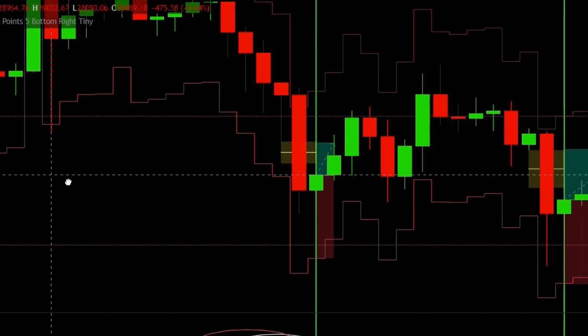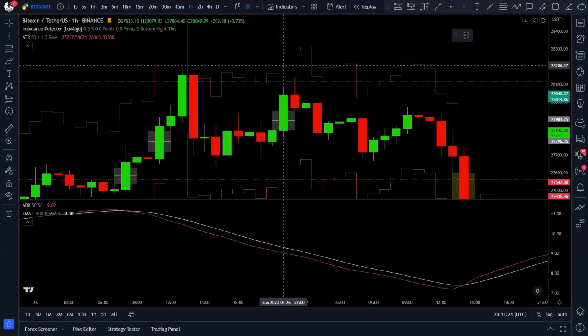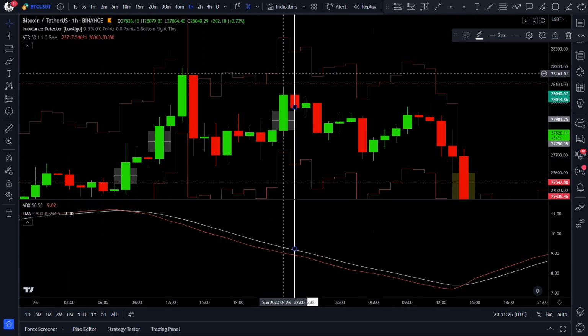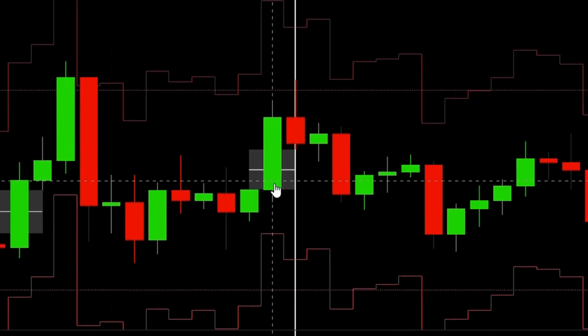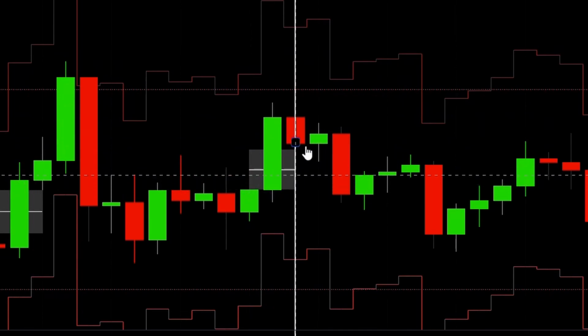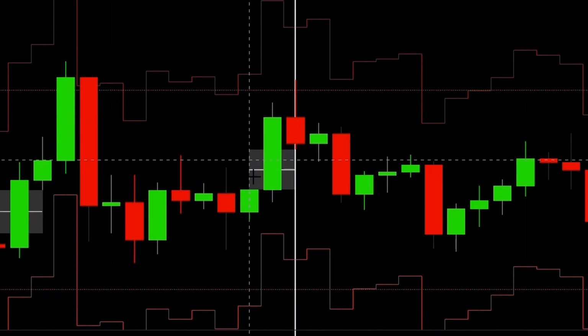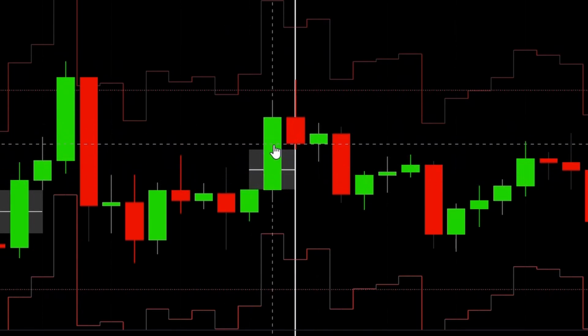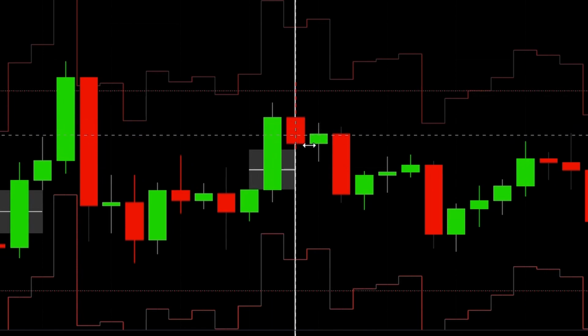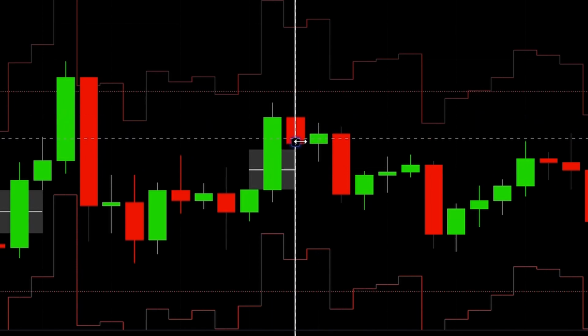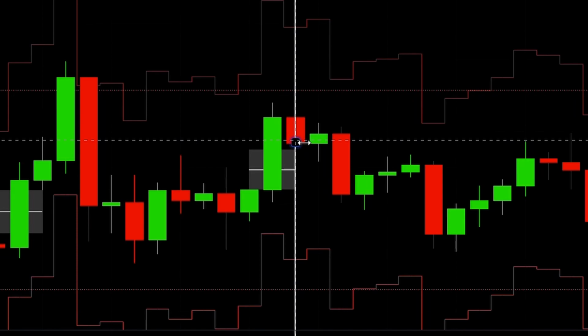Now let's find the short entry. Okay, here is a valid short entry signal. For a short entry, we want to see a green candle that creates a fair value gap, which is highlighted with this white box. Right after that fair value gap, we want to see a red candle. So if this would have been green, we wouldn't trade this fair value gap.